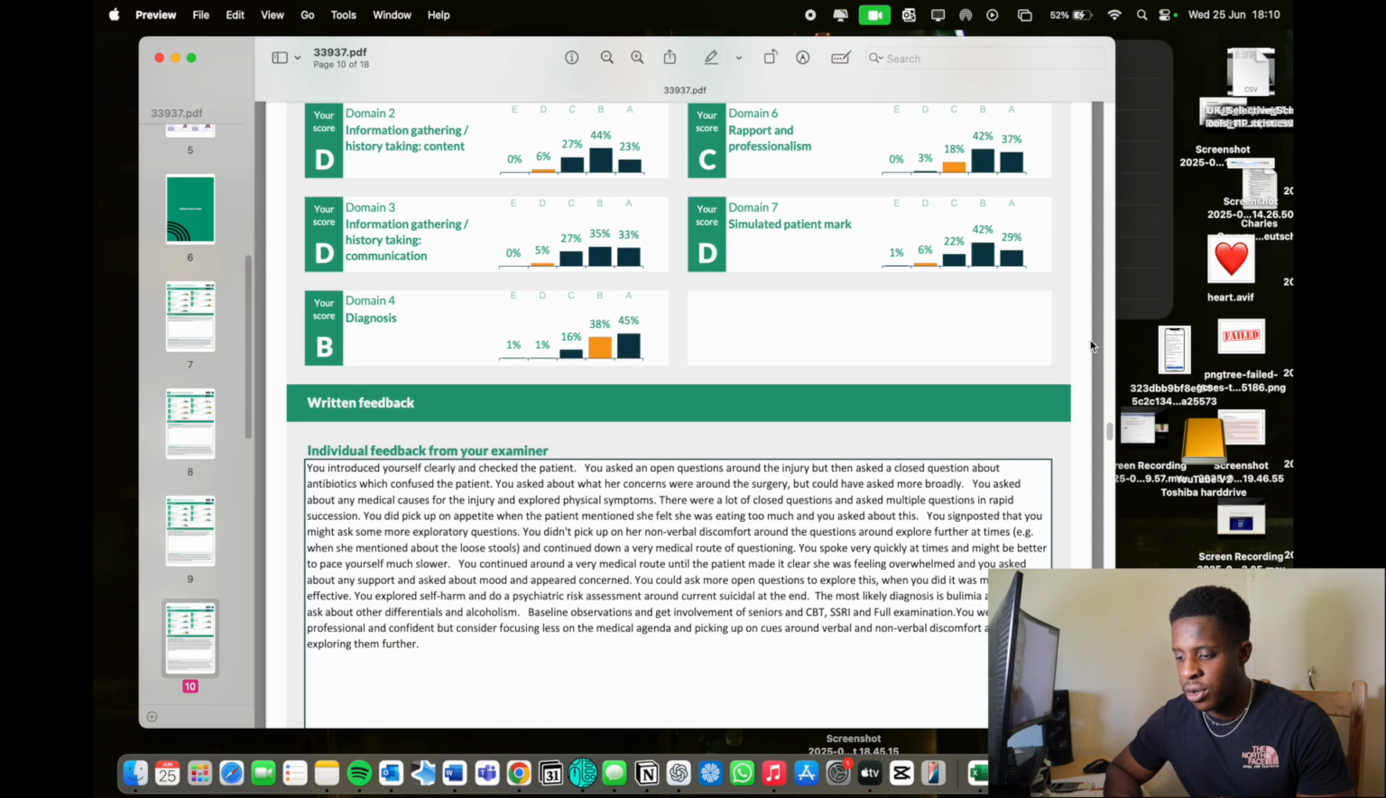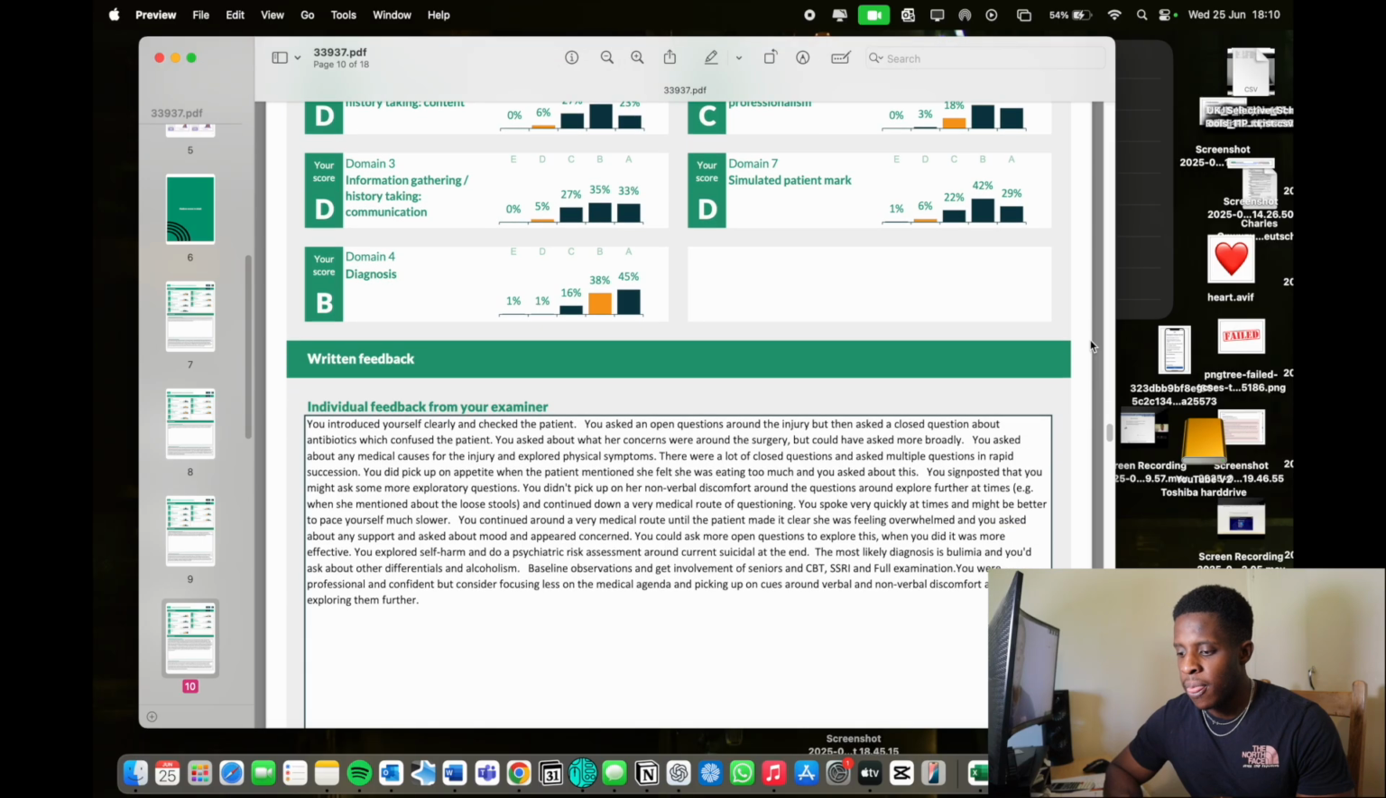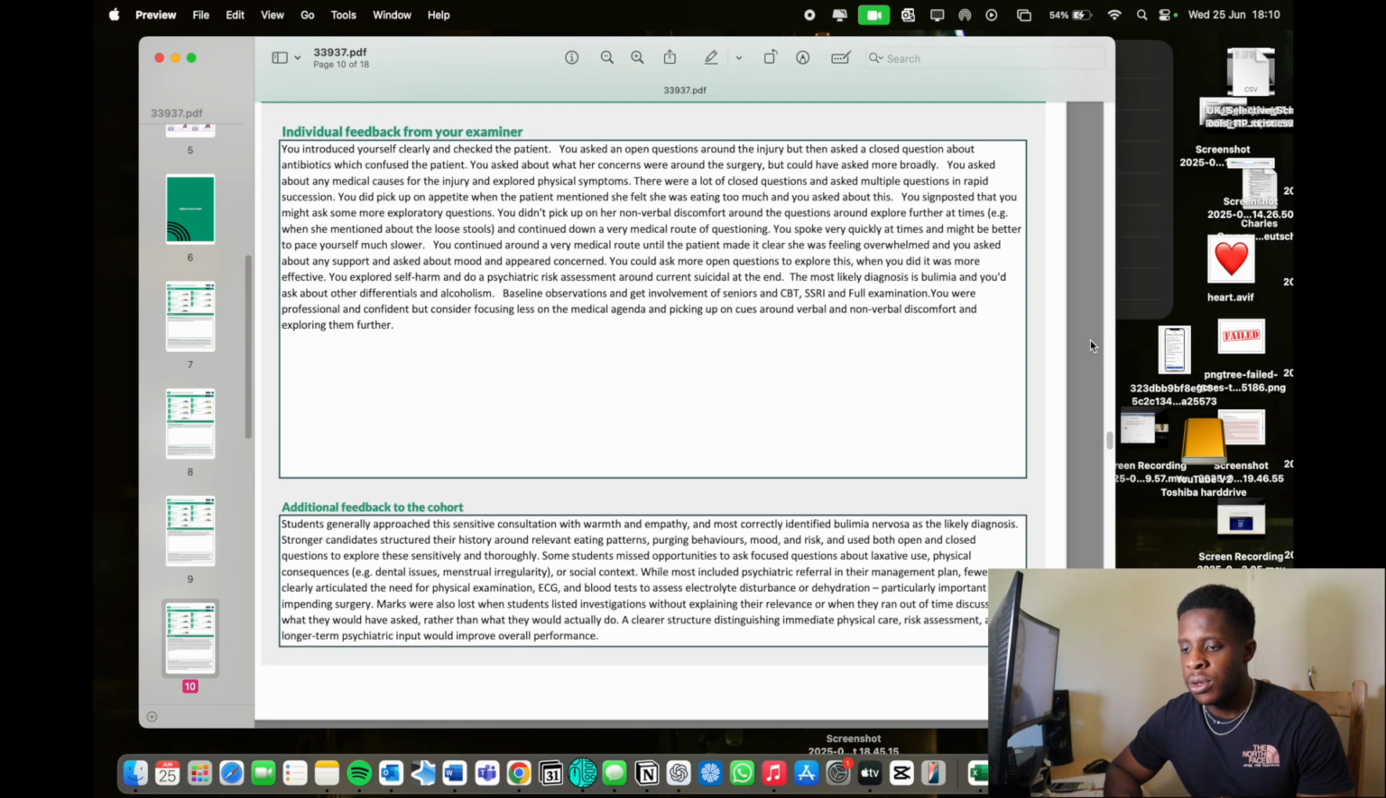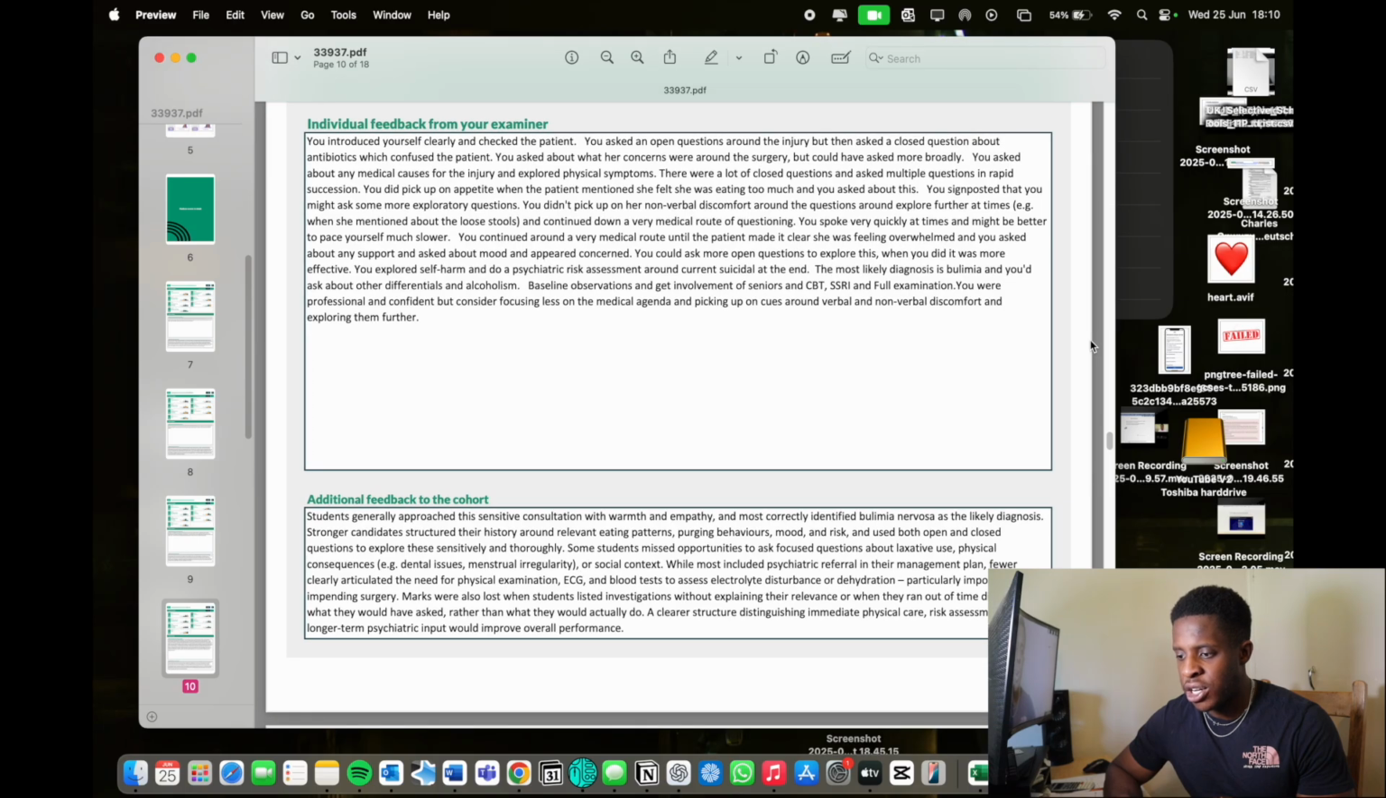You asked about what her concerns were around the surgery, but could have asked more broadly. You asked about any medical causes for the injury and explored physical symptoms. There were a lot of closed questions and multiple questions in rapid succession. You did not pick up on appetite when the patient mentioned she felt she was eating too much, and you asked about this. You signposted that you might ask her more exploratory questions. You didn't pick up on her non-verbal discomfort around the questions, or explore further at times, for example when she mentioned loose stools, and continued on a very medical route of questioning.